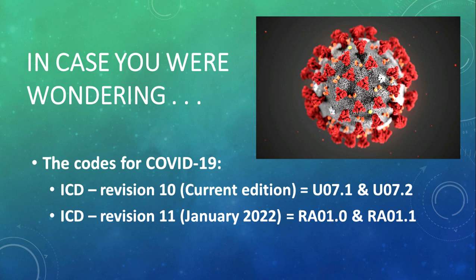And so for now, on death certificates, they are using U07.1 to represent that the person had died of COVID. In January 2022, we will have revision number 11 come out, and that COVID number will be switched over to RA01 and have a more permanent position in the ICD index.